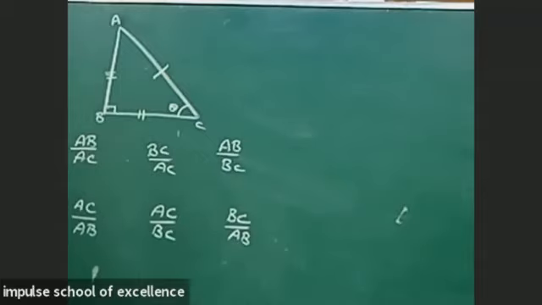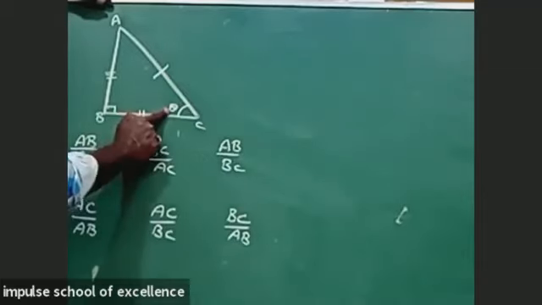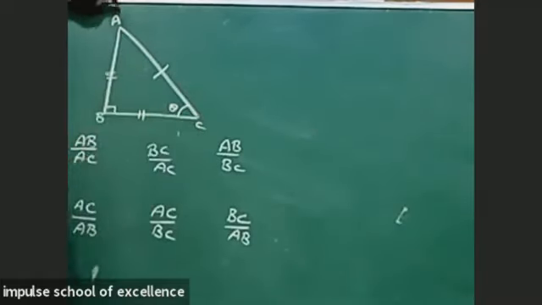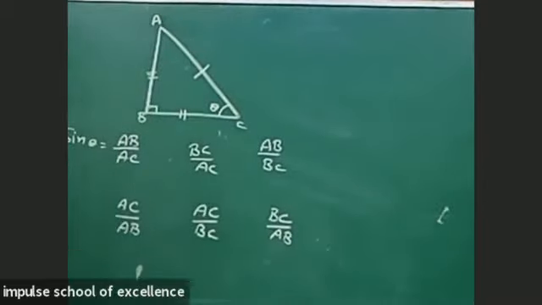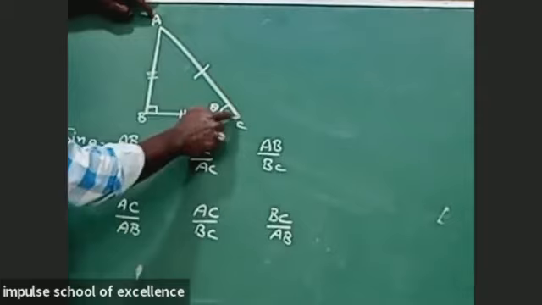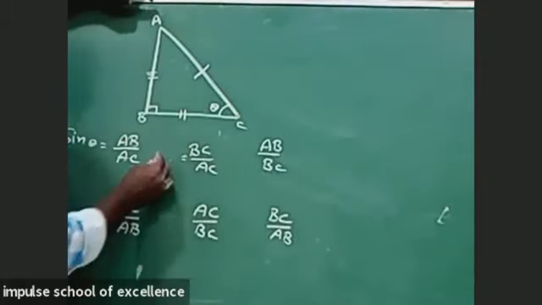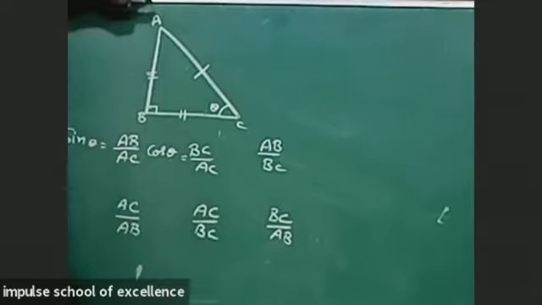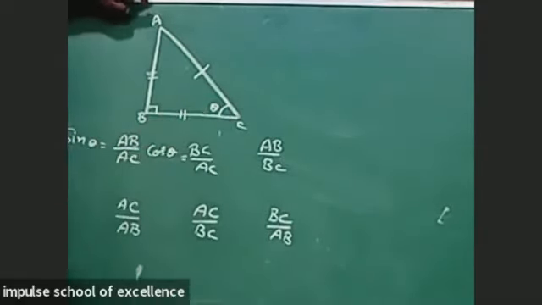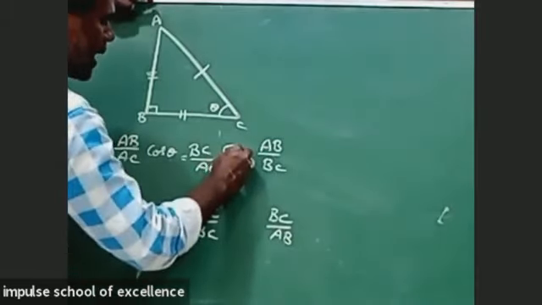So here in trigonometry we have the angle theta. The theta opposite side and the hypotenuse: AB by AC we call sin theta. What is the sin theta formula? Theta opposite side by hypotenuse is called sin theta. For this we can give cos theta. What is cos theta? Cos theta is nothing but theta adjacent side by hypotenuse, and we can take tan theta.